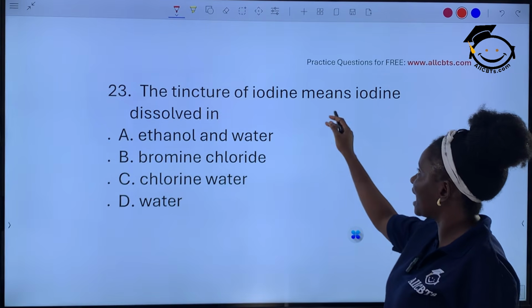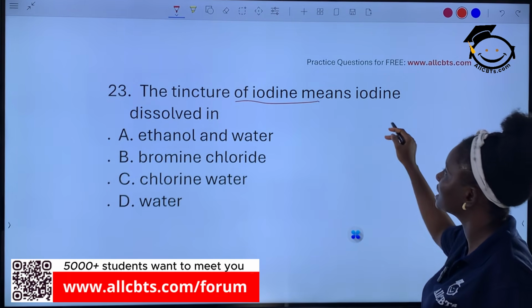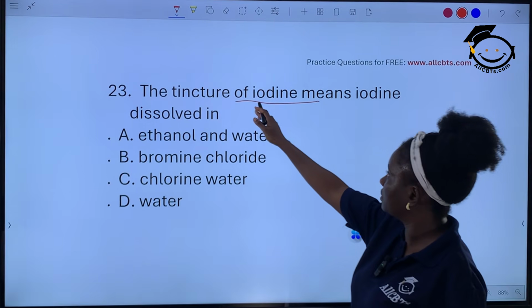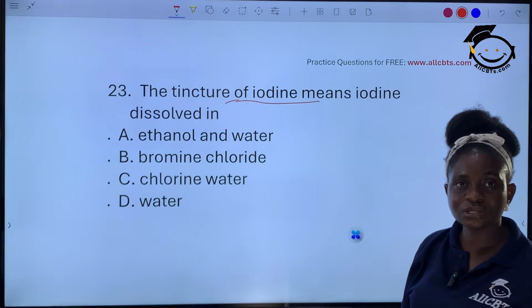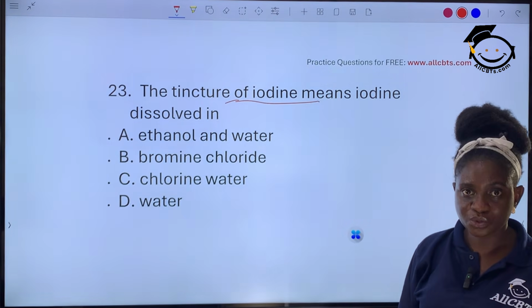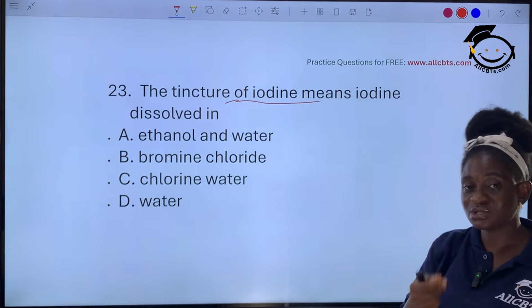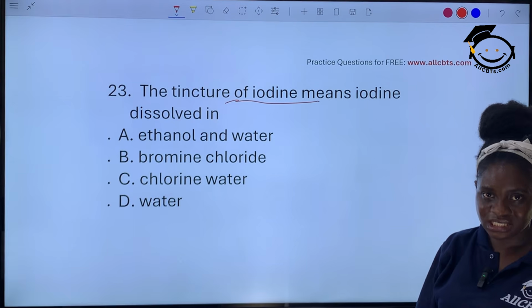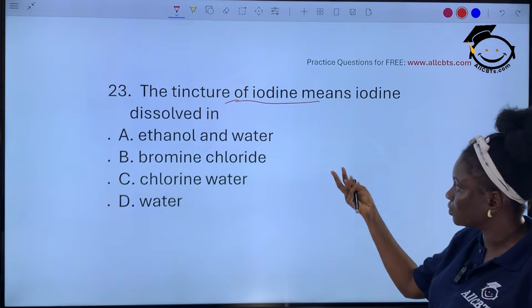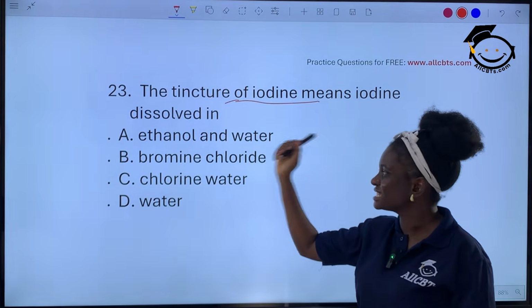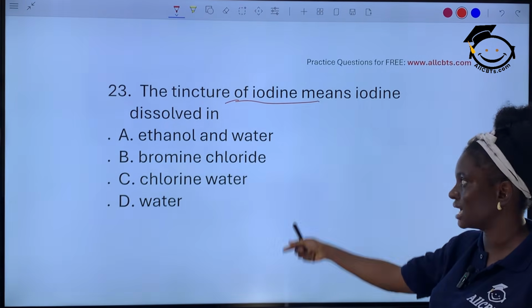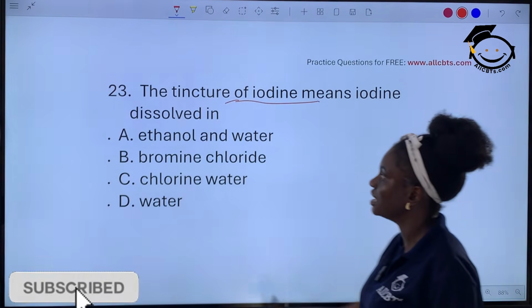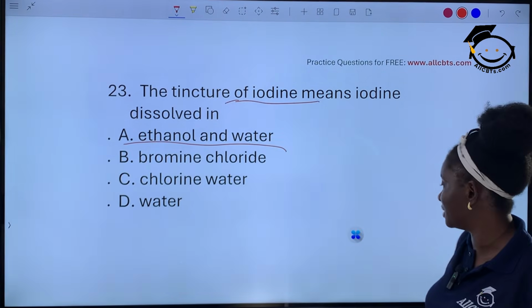The tincture of iodine means iodine dissolved in something. So here, the tincture of iodine, which is used in hospitals, the iodine solution that is used as an antiseptic. So it's dissolved in what? It has alcohol in it, which is ethanol and water. So it's dissolved in ethanol and water. That is why it's mainly used as an antiseptic. So option A is the correct answer.